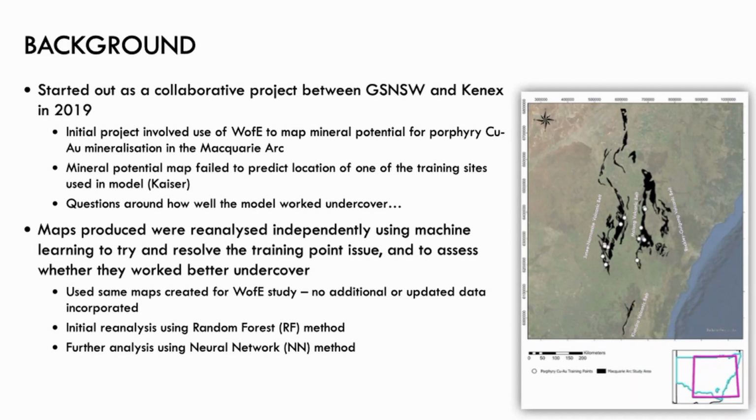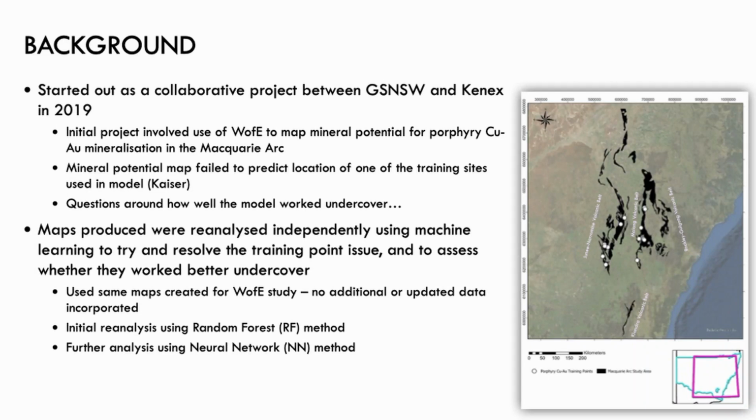And basically the mineral potential map, which I presented at the Mines and Mines conference in Wagga Wagga, prior to that, which shall not be named, failed to predict the location of one of the training points used in the model, and that training point was at Kaiser. And there were also some questions around how well the model actually worked undercover.